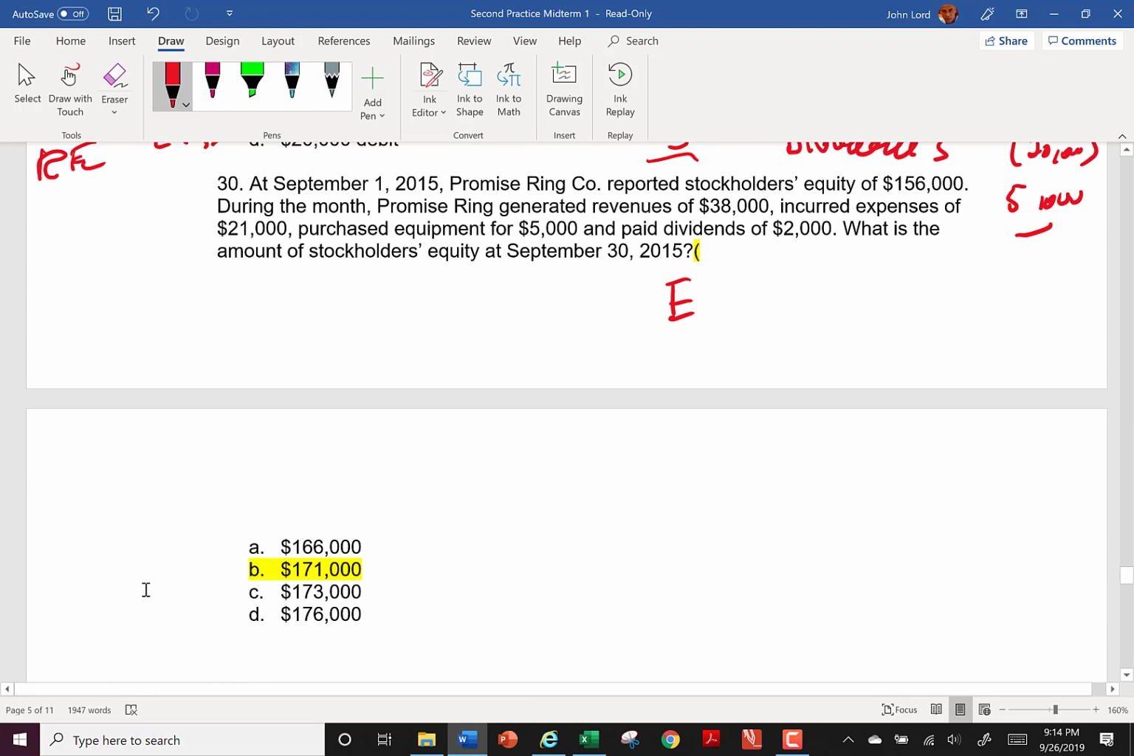And at September 1st, 2015, Promise Ring reported stockholders' equity of 156. Now, in this one, we start with the beginning balance, don't we? In the stockholders' equity? Okay. Promise Ring generated revenues of 38, incurred expenses of 21, purchased equipment of 5, and paid dividends of 2,000. What is the amount of stockholders' equity? What two accounts constitute stockholders' equity?